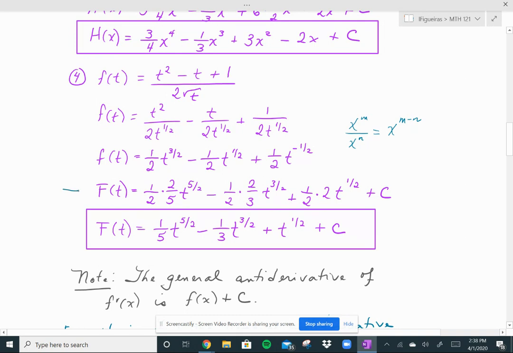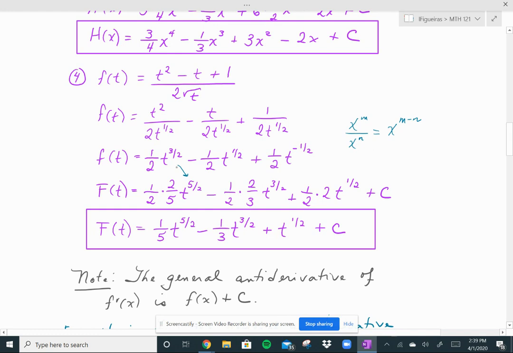That's indicated here by the capital F. You add 1 to the exponent of each of your exponential expressions and then multiply by the reciprocal. So 3/2 plus 1 gives me 5/2, and the reciprocal is 2/5. That 2/5 gets multiplied by 1/2. You do the same thing for the other two terms. Here the second term is minus 1/2 times 2/3 t to the 3/2, and then plus 1/2 times 2t to the 1/2, plus your constant.